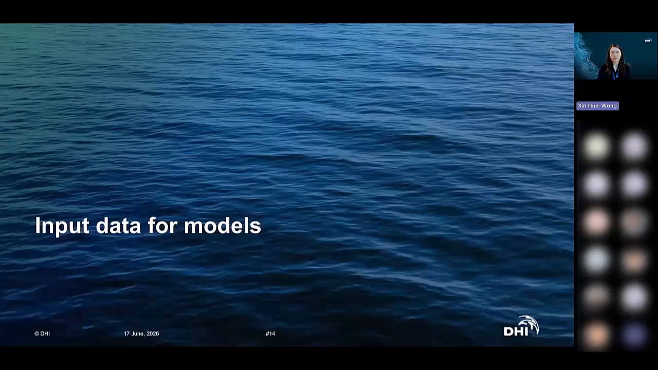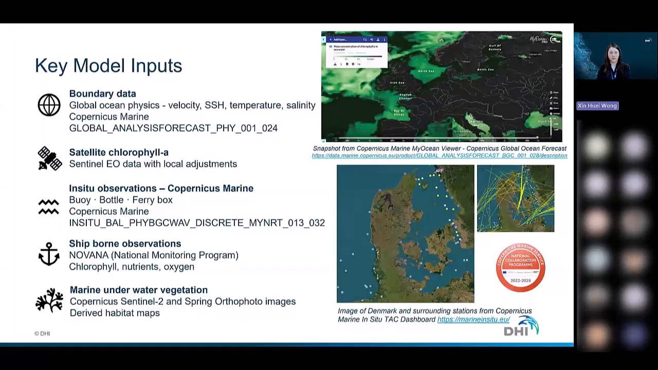So what are some of the key model inputs? We have the boundary data, which can be derived from global ocean physics. This is talking about the hydrodynamics models. We have satellite chlorophyll A data coming in from Sentinel images and then interpreted by Aarhus University. In situ observations from Copernicus Marine, shipborne measurements from NOVANA, the National Monitoring Program for Danish Seas. And then also marine underwater vegetation, from Copernicus and Sentinel images. All these are just some of the highlights of inputs that we are using in our model.